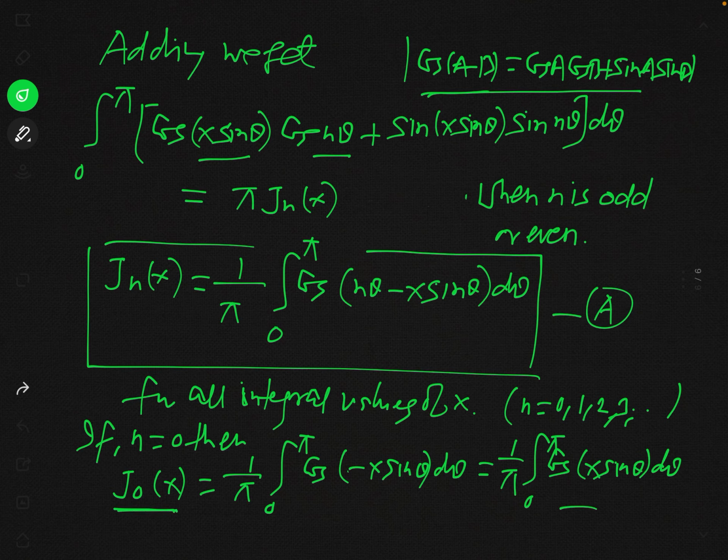So here in equation A we have obtained the integral form of Bessel function Jn of x, and from this you can see we can obtain any particular value of Jn of x simply by taking the integral value of n. So this is all about the integral form of Bessel function Jn of x. Now in the next lecture we will see some of the important problems based on this concept.